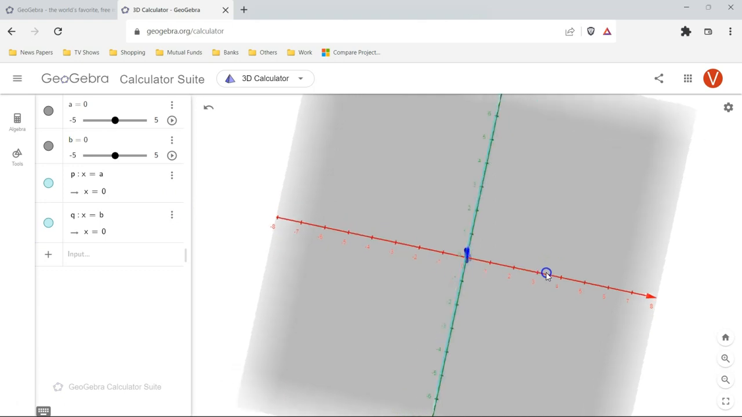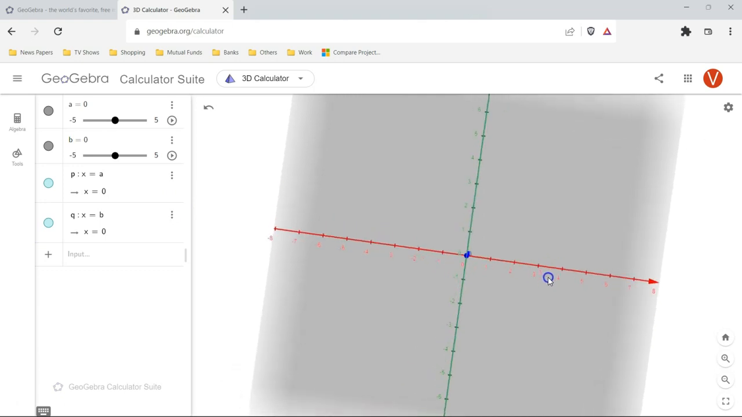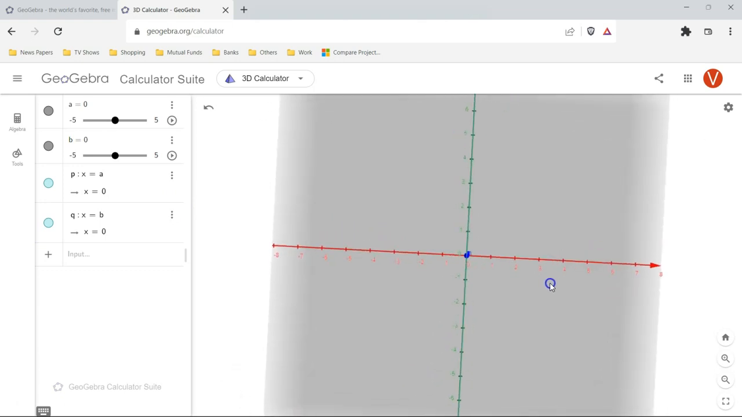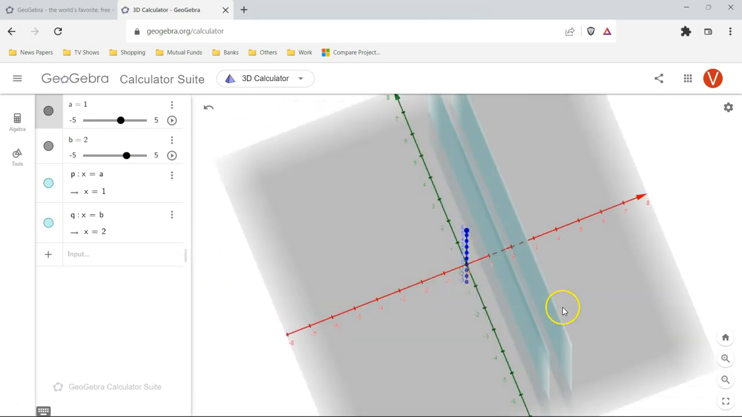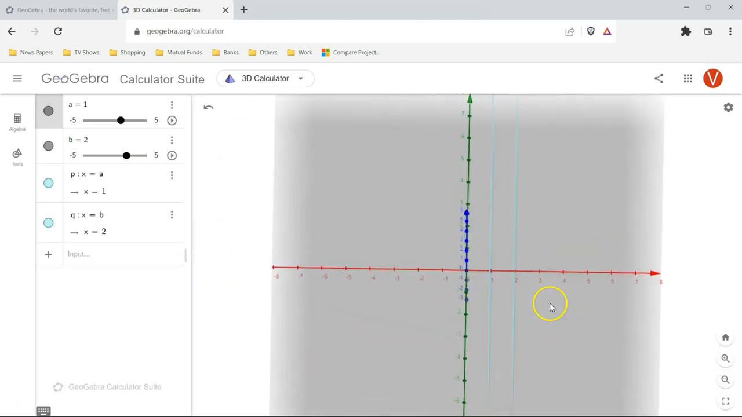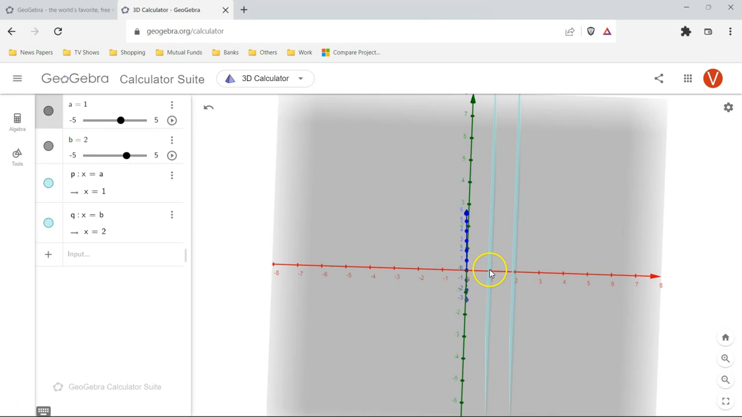Now both these planes lie on the same, right? They are the same plane. So volume would by definition be 0. So let's increase it to 2 and let's increase this by 1. So now you can actually see there are two planes. We are only interested in what happens within this gap.